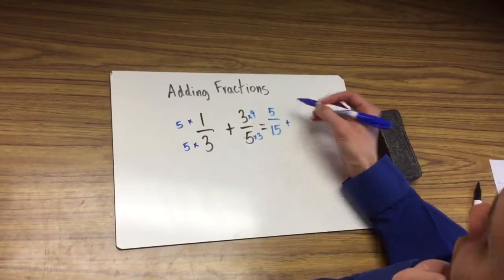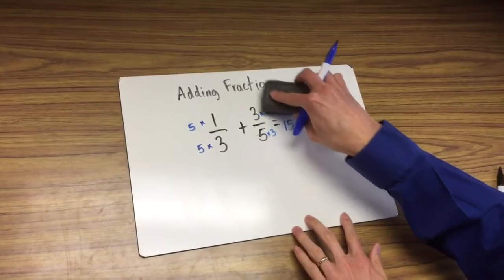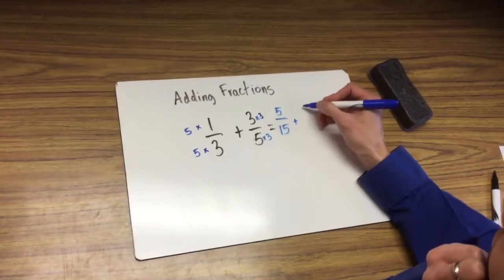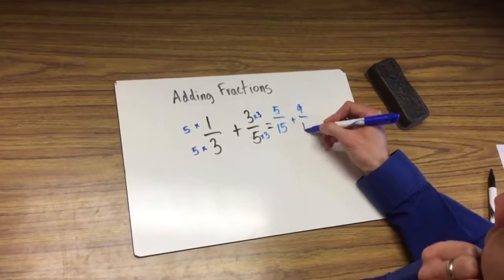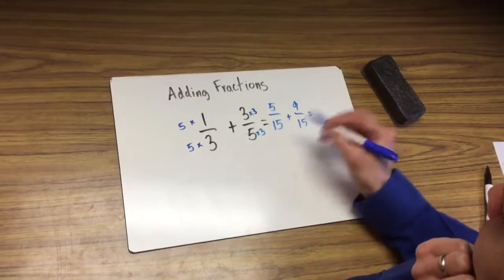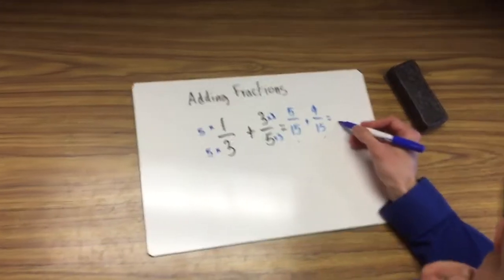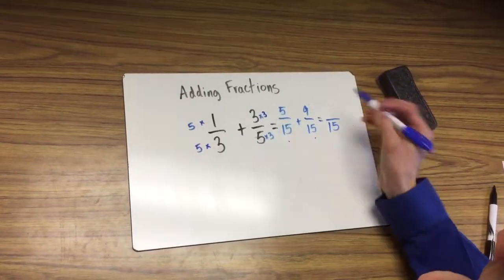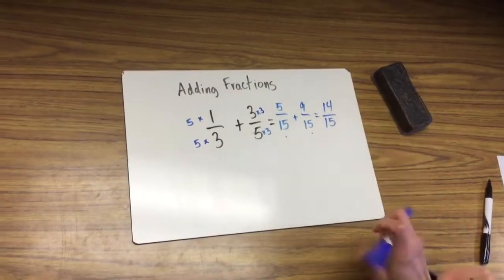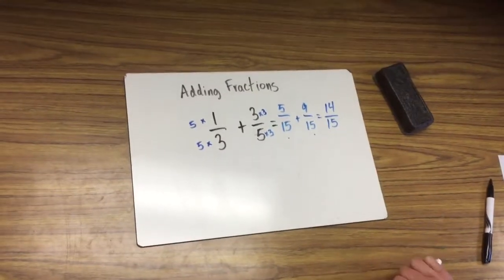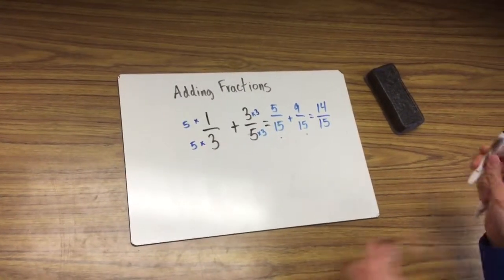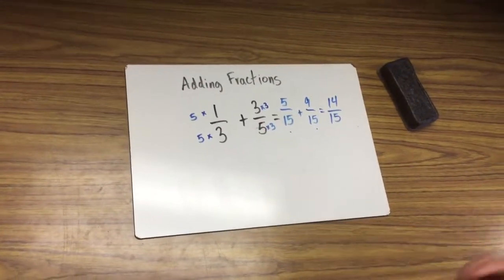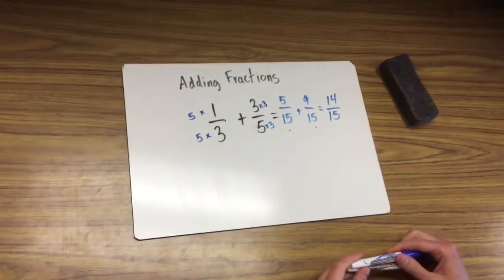Our new fraction, whoa, I think I jumped ahead there. Sorry about that. I'm sure you guys would have been all over me. 3 times 3 is 9. 5 times 3 is 15. We now have common denominators, so we're going to keep that common denominator. We're going to add 5 plus 9 to get 14. I hope you got the same as I did, and even if you did it the listing of the factors way, you still should have got 14/15.